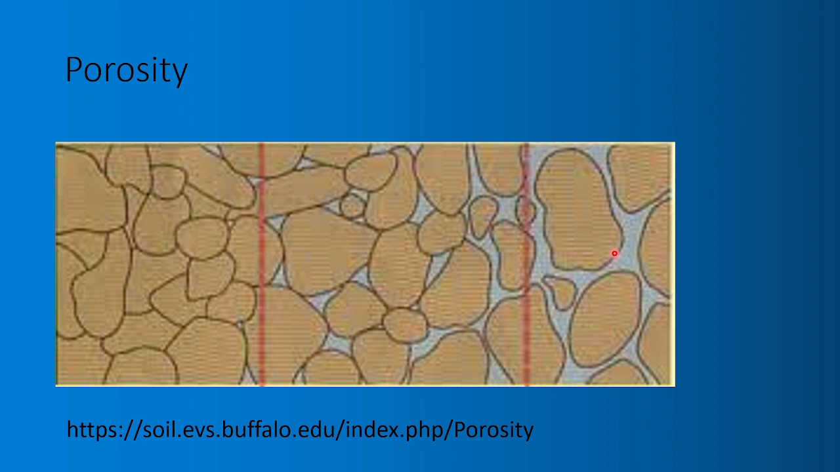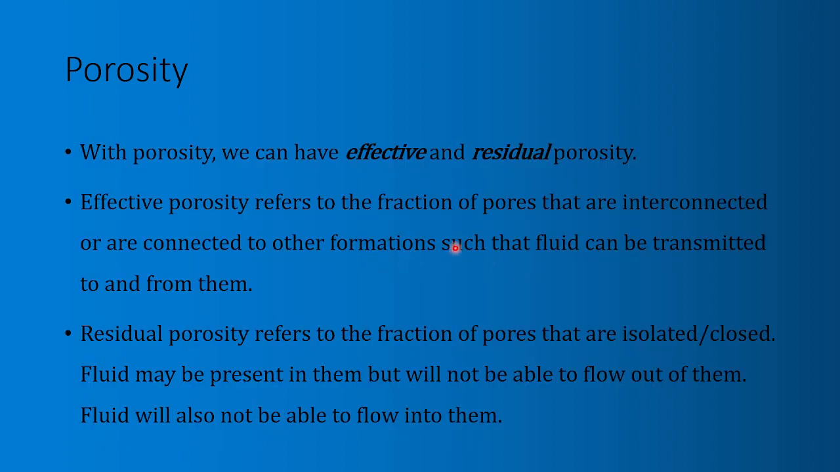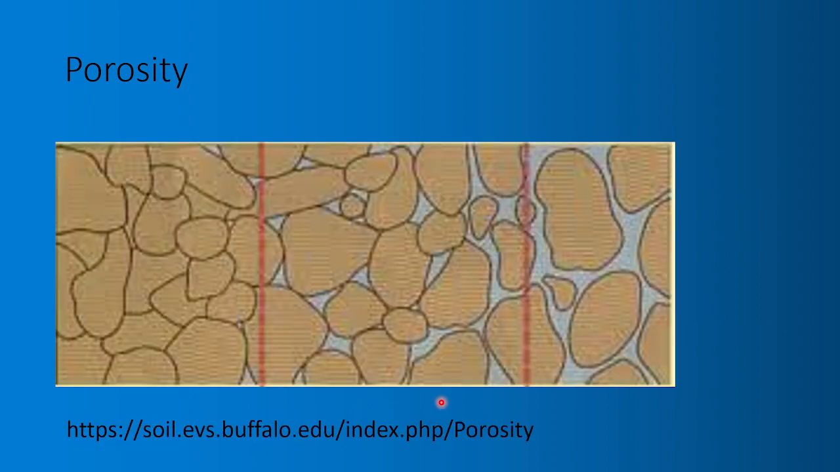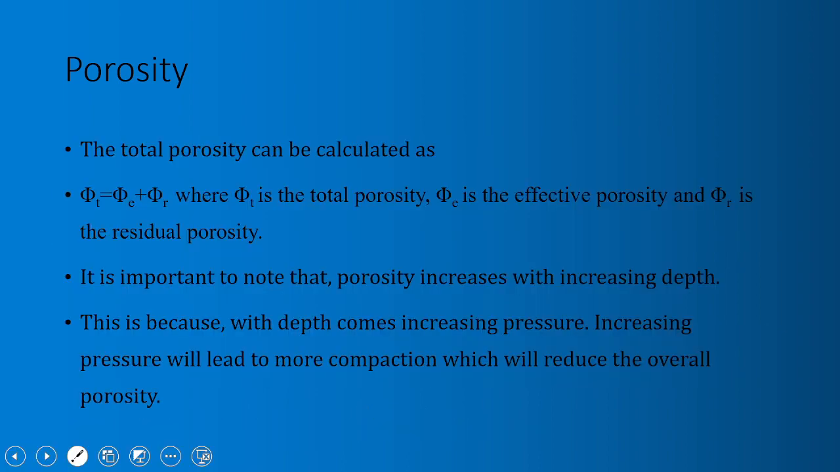and this is what is actually of interest to us in this course because we want to see how much fluid will be able to flow within a particular structure we are given. So effective porosity, we said, is the fraction of pores that are connected to each other or connected to other formations in a way that fluid can be transmitted to them and from them. But residual porosity is the fraction of pores that are isolated or closed. Fluid can't flow to them and fluid can't flow from them. Now, the total porosity, we can calculate it as the sum of the effective and residual porosities.